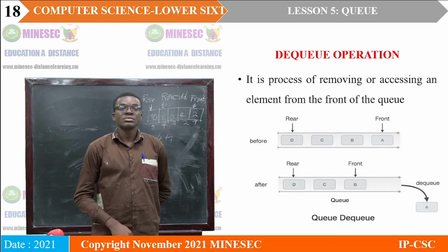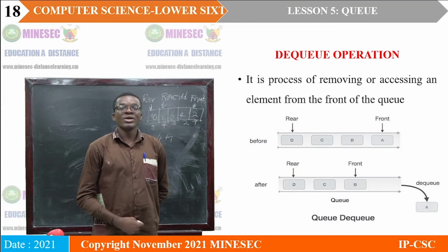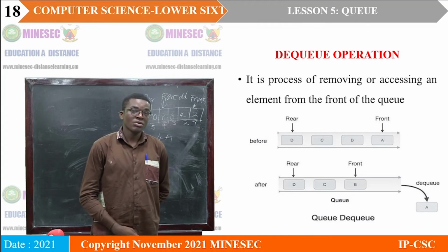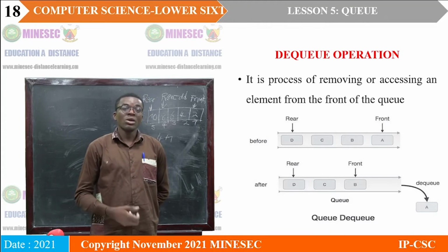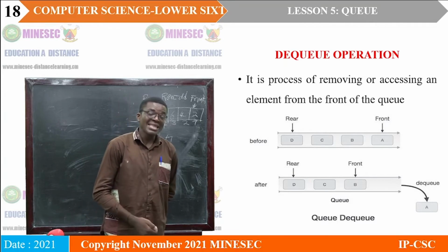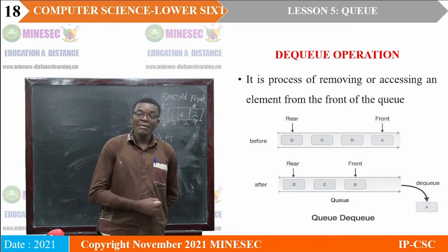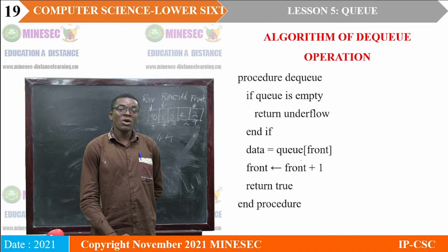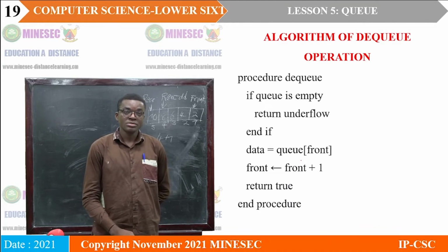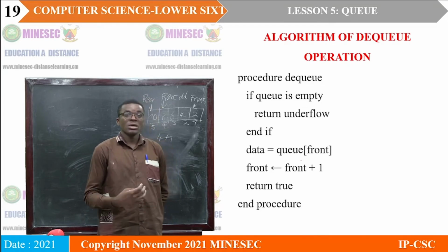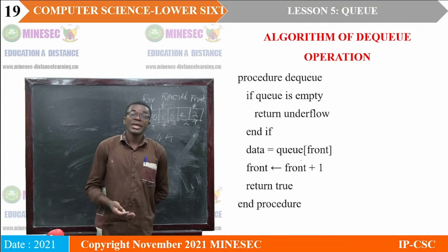Dequeue is the process of removing or accessing an element from the front of the queue. Data items are being added at the rear and then removed from the front. The algorithm involved in the dequeuing operation is the same as for the enqueue operation.